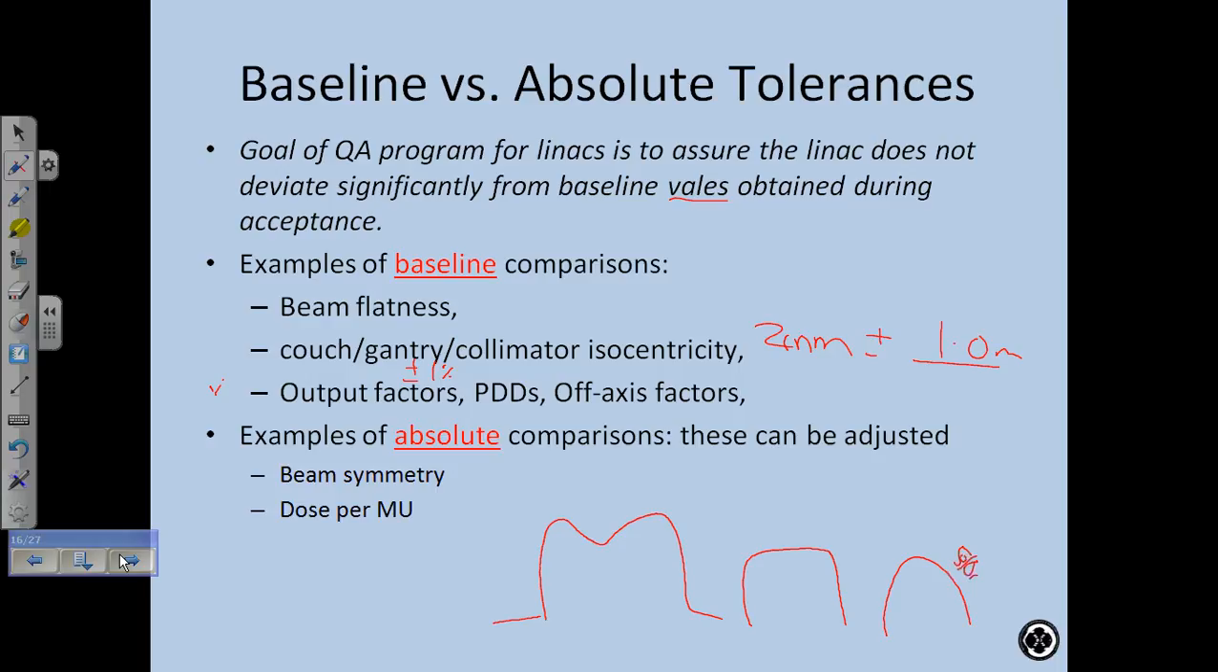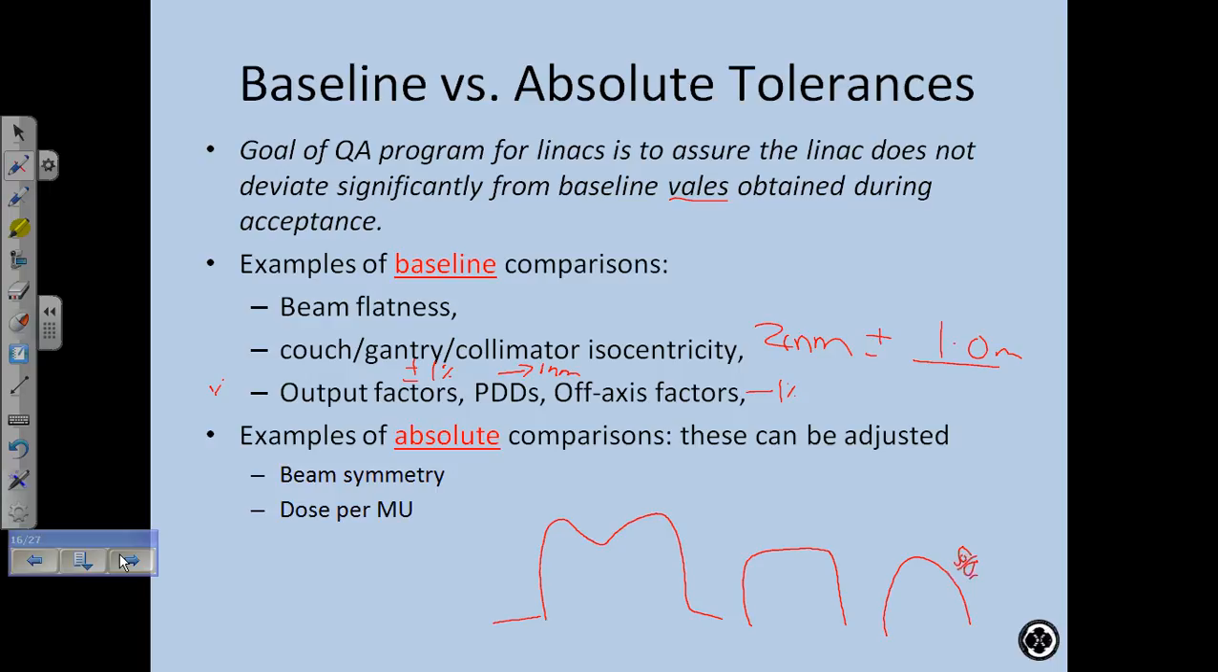PDDs, usually this is 1 millimeter, so your PDD should be within 1 millimeter. Off-axis factors, again, should be around 1%. I don't have the protocol up; I probably should have brought it up. Those tolerances are in the protocol. I can't remember if these are correct, but this is what I would expect it to be.